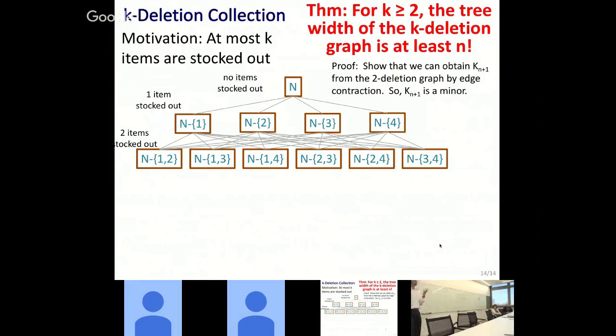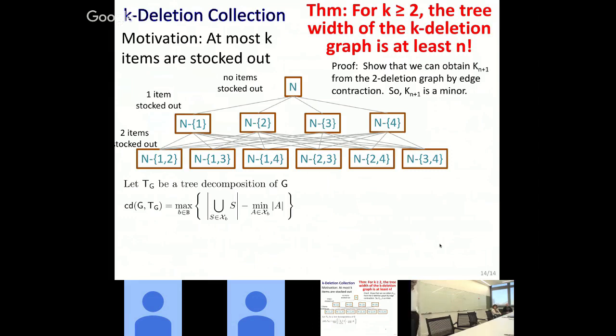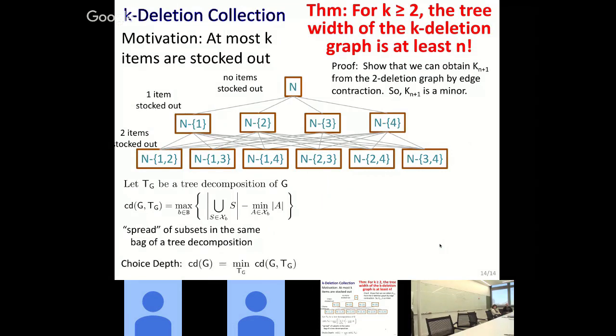The next thing we need to do is find a way to abstract that and describe it in general. And you can do that. We have a notion called choice depth. Given a tree decomposition of a graph G, we define choice depth to be the maximum spread between the size of the largest set and the size of the smallest set, maximized over all the bags. And you define the choice depth of the graph in the same way. The idea here is that for the K deletion graph, the choice depth is K. So for this particular graph, which has tree width n, the choice depth is exactly 2.